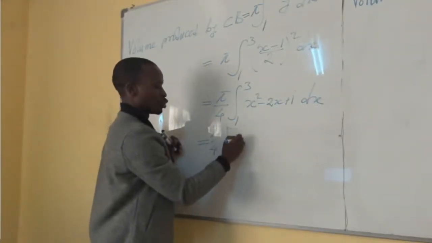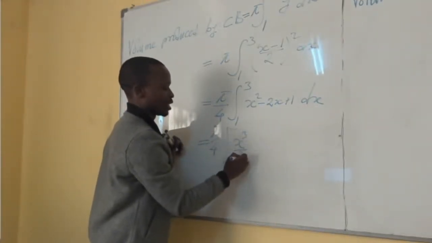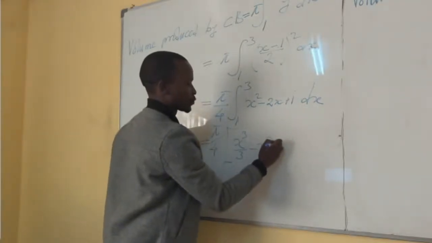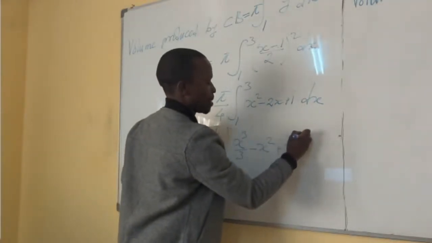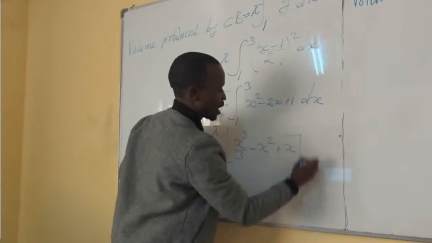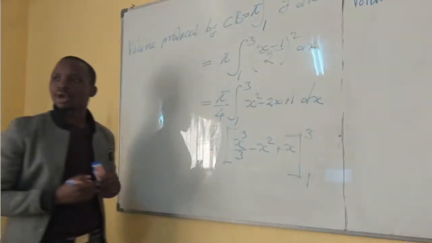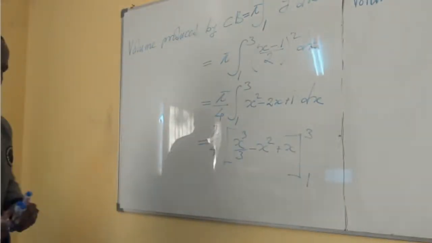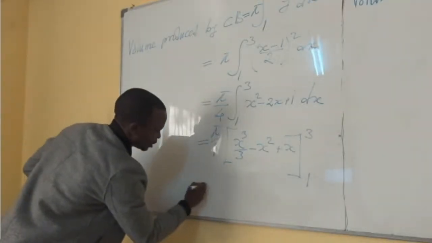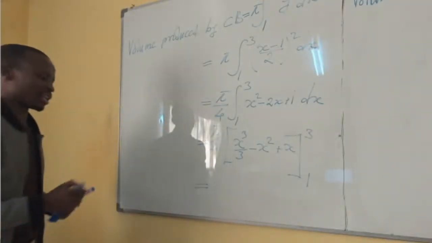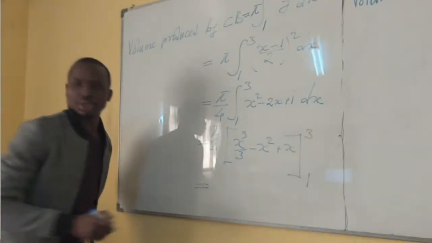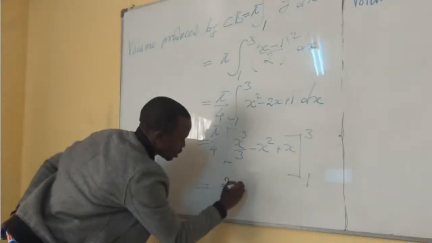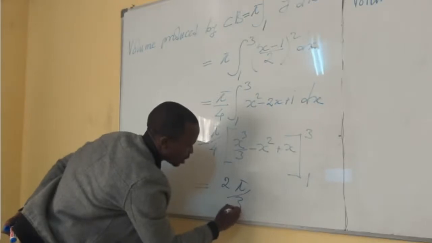Then we are going to have x to the power 3 over 3 minus x squared plus x. The limit of integration is from 1 to 3. When we apply the fundamental theorem of calculus, what we are going to get will give us 2 pi over 3.